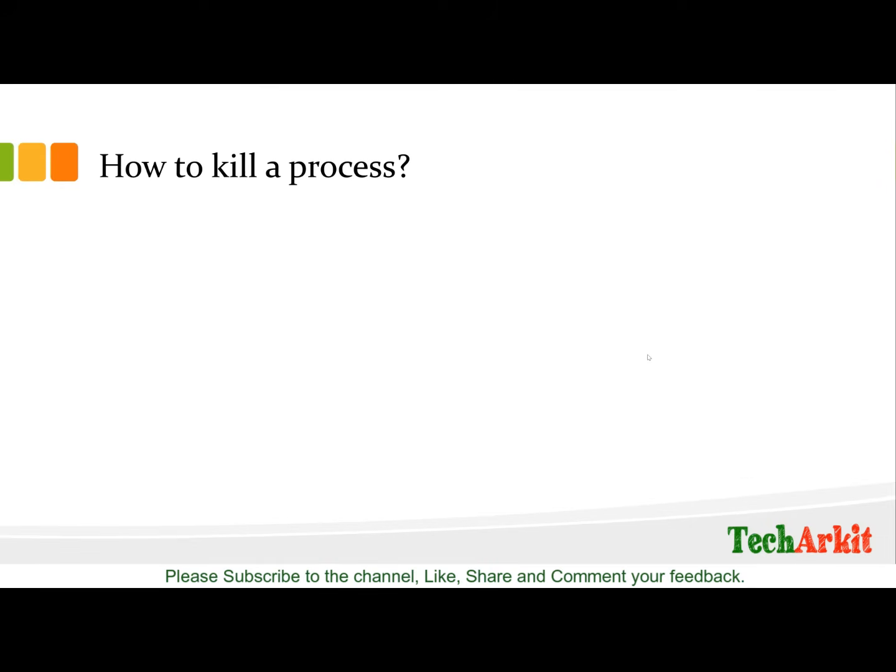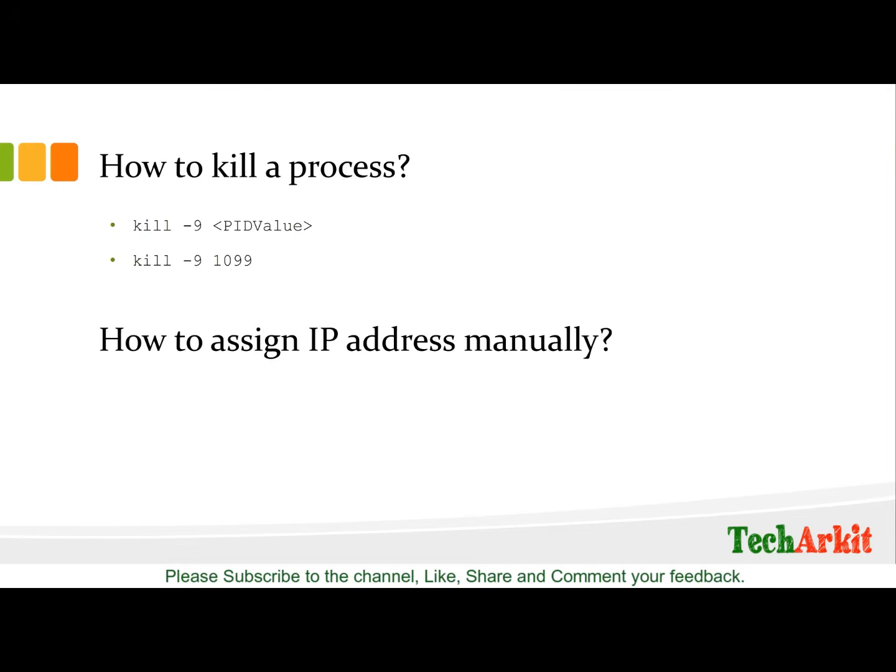How to kill a process. For example, how to kill a process using the process table. It's very simple: kill -9 and provide the PID value. It sends the kill signal to that PID, so that the process will go off. For example, kill -9 1099 will kill that process.